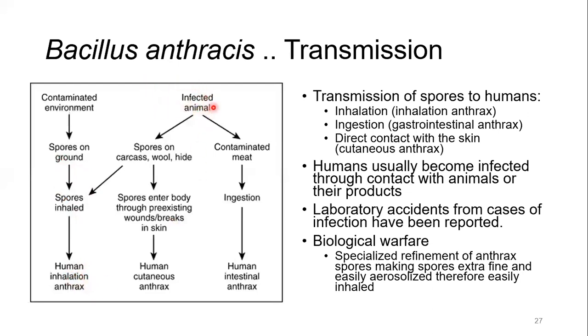From animals, you can have either ingestion of contaminated meat, causing gastrointestinal anthrax, or transmission through the skin, and that is from spores found either in carcasses, in wood, or in hide, and that enters through pre-existing wounds or breaks in the skin, causing cutaneous anthrax. So humans will usually get infected through contact with animals or their animal products.